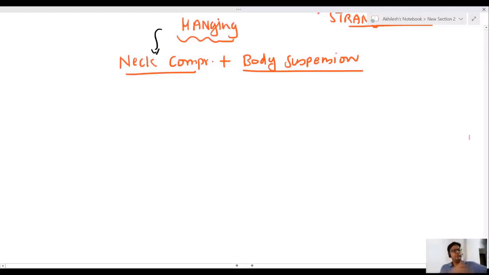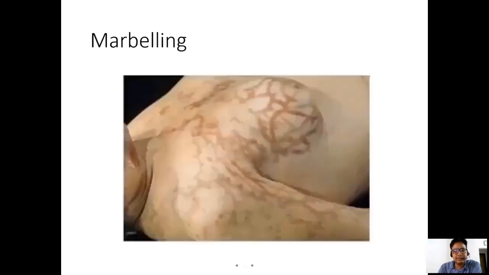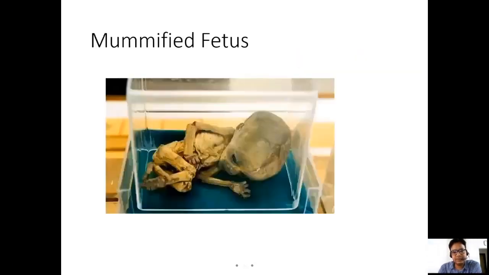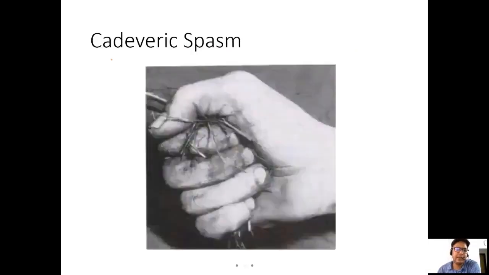You apply a ligature around the neck, then you suspend your body. This is known as hanging. Mostly hanging is suicidal. So this was washerwoman hand, which I showed you. And this image, which I didn't show you, is cadaveric spasm, the most characteristic finding of ante-mortem drowning.